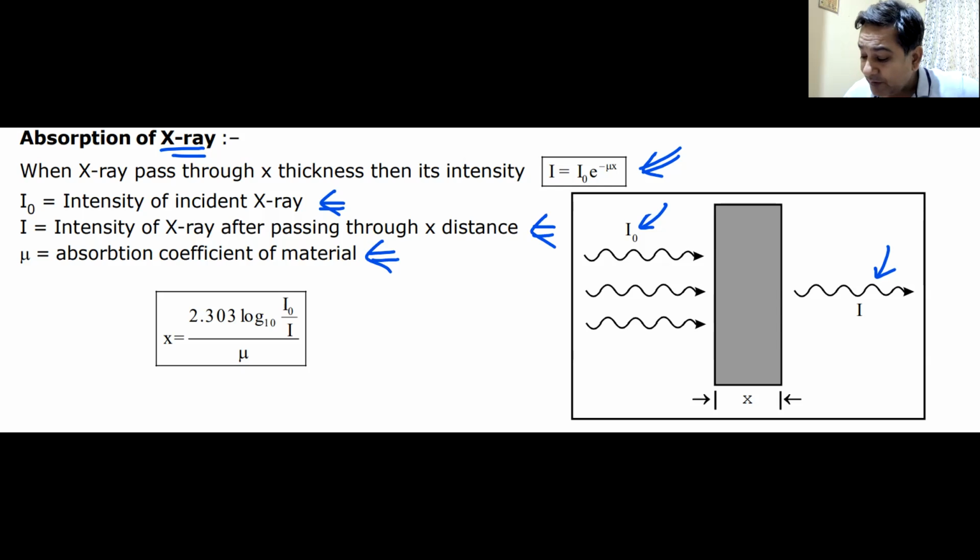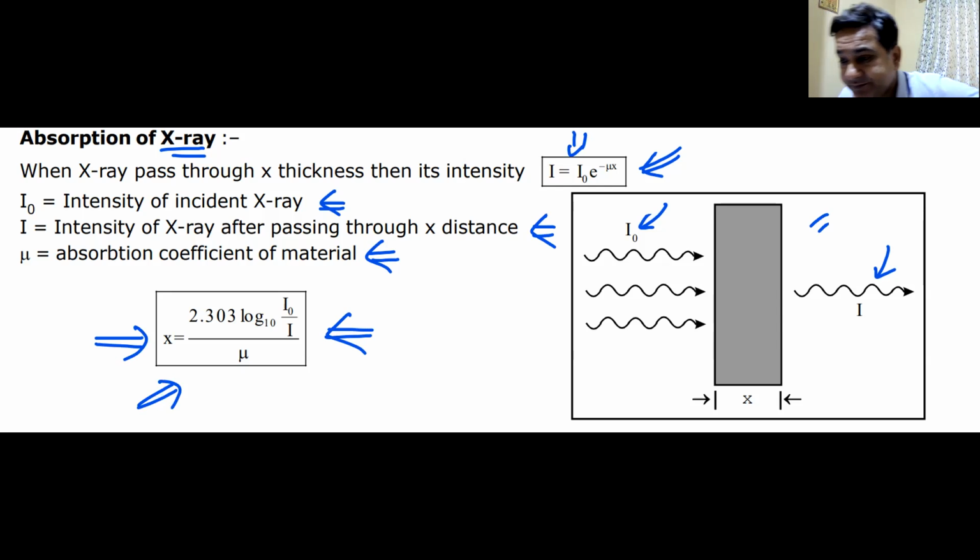If I write it in a different form, this is how it looks. How do you find the thickness of this sheet? x will be equal to 2.303, which comes because of log to the base e and log to the base 10, 2.303 log to the base 10 of I naught by I. Don't ask me how this comes. This is how it comes. You just remember this formula, this diagram, and this formula. I'll give you a minute to note it down.